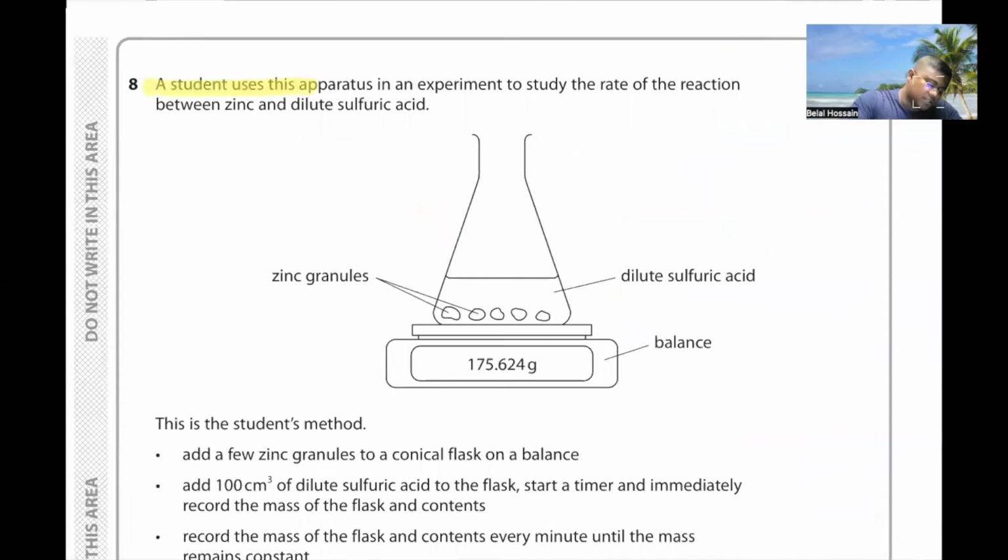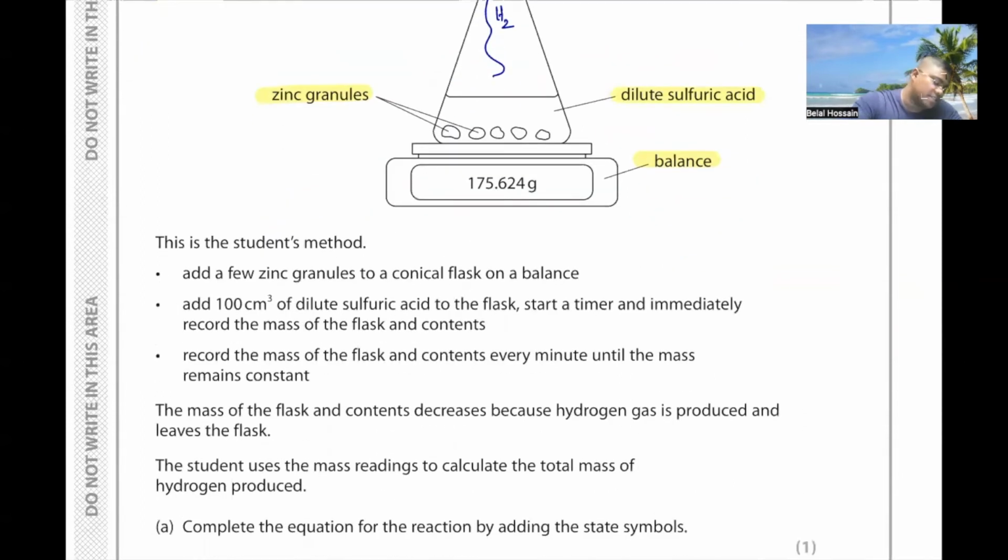A student uses this apparatus in an experiment to study the rate of the reaction between zinc and dilute sulfuric acid. We have zinc granules, dilute sulfuric acid, and a balance. So when zinc is going to react with dilute sulfuric acid, it is going to produce hydrogen. The hydrogen is going to escape in the form of gas. And as the hydrogen escapes, obviously the mass of this particular apparatus is going to decrease. This is the student's method.